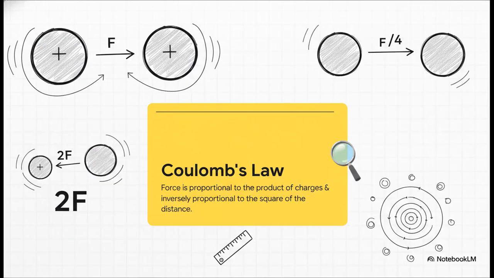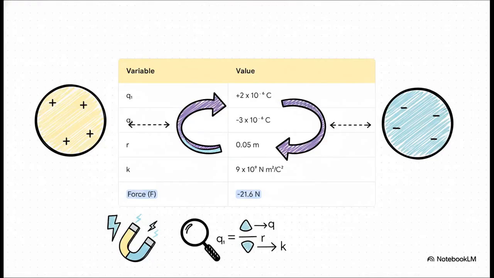Okay, so here are the two big takeaways. First, the bigger the charges, the stronger the force. That's what proportional to the product means. Makes sense, right? But the second part is even more interesting. The force gets weaker as the charges get farther apart, and it gets weaker fast. That's the inversely proportional to the square of the distance bit. So if you double the distance, the force doesn't just get cut in half. It drops all the way down to 1/4 of its original strength. That's a huge deal.